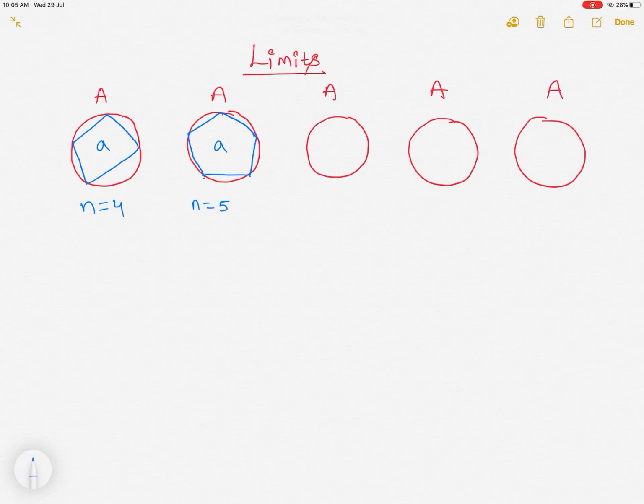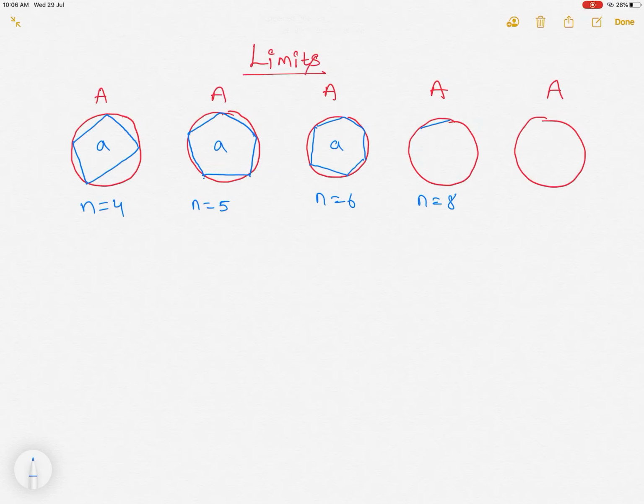Now the area of the polygon is slowly increasing, which means the difference between the area of the circle and the area of the polygon is decreasing. Now try to increase the number of sides to 6. Then what will we get? A hexagon, with 6 sides: 1, 2, 3, 4, 5, 6. Again the area of the polygon is increasing, but the difference between the area of the polygon and the area of the circle is decreasing.